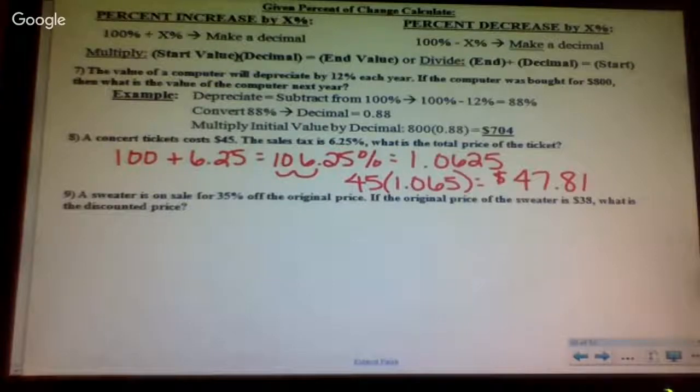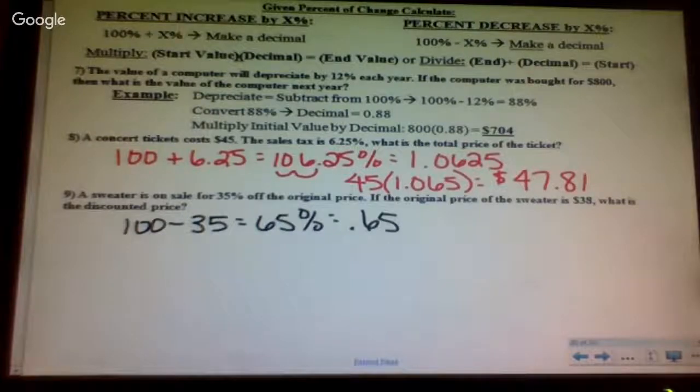Okay. A sweater is on sale. Guys, focus, because we're running out of time here. A sweater's on sale for 35% off the original price. If the original price is $38, what is the discounted price? So if it's on sale, it should be cheaper. It should be going down. So instead of adding to 100, we're going to subtract. 65% written as a decimal is 0.65. So again, you take your original price of $38 and multiply by 0.65.